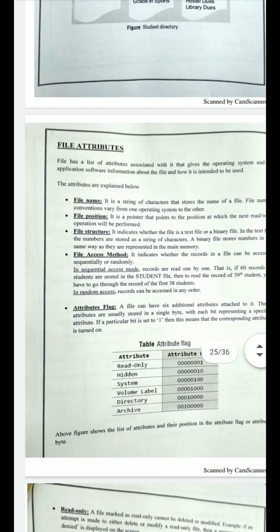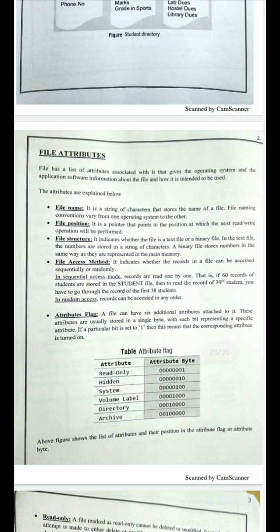Next comes file attributes. A file has a list of attributes. What attributes will your file have? First is the name of the file, which is a string of characters. Next, file position means the location from which the pointer needs to perform the read operation. File structure indicates whether the given file is a text file or binary file. File access method tells whether you can access sequentially or randomly.